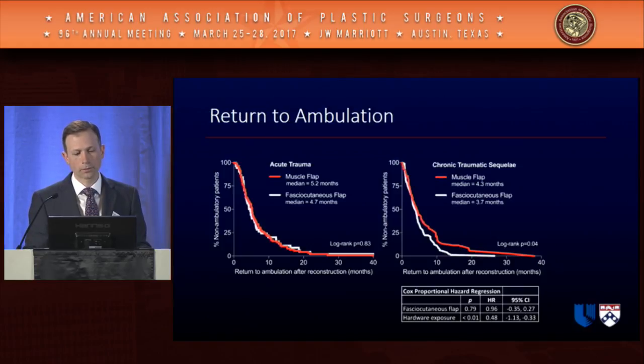If we look at their functional outcome and return to ambulation, both muscle and fasciocutaneous flaps, looking at the Kaplan-Meier curves for return to ambulation, were both similar. When we plugged the variables into Cox multi-regression analysis, the one factor that teased out was the presence of orthopedic hardware that delayed their return to ambulation, which is not surprising as many of these patients have a concomitant orthopedic injury which delays their return to ambulation more so than their soft tissue coverage needs.